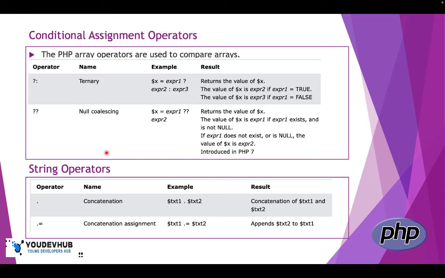So we also have string operators. For string operators, we have the concatenation and the concatenation assignment. The first one concatenates the first text to the second text, and the second one appends the second text to the first text. We'll be looking at it in the text editor now.